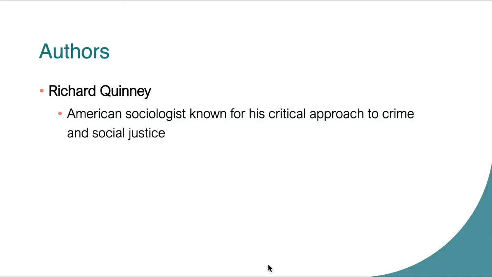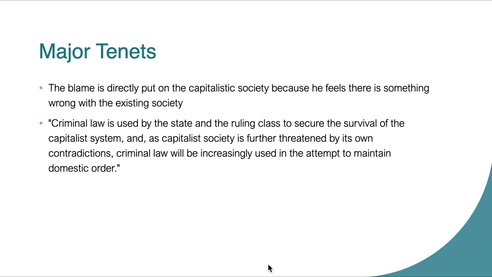Social reality theory was created by Richard Quinney. He is the author of this. Richard Quinney was an American sociologist known for his critical approach to crime and social justice. He was really against the capitalistic society's ideologies because he believes that is what creates deviance. So he directly blames the capitalistic society because he feels that there is something wrong with the existing society that we have today.